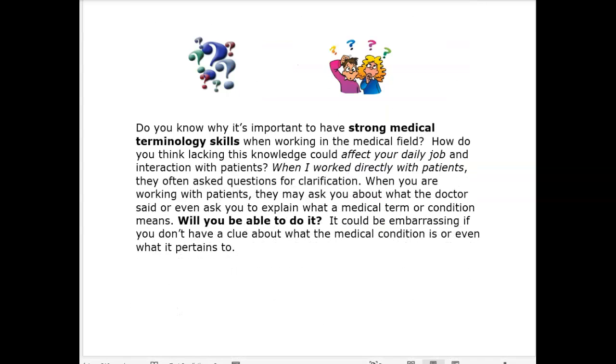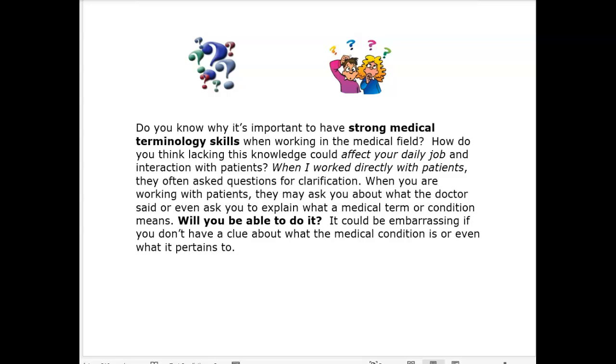All right, so do you know why it's important to have strong medical terminology skills, especially when working in the medical field? How do you think lacking this knowledge could affect your daily job and interaction with patients? When I work directly with patients, they often ask questions for clarification. So when you are working with patients, they may ask you about what the doctor said, or even ask you to explain what a medical term or condition really means. Will you be able to do it?